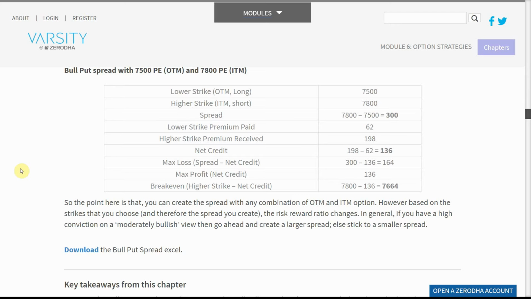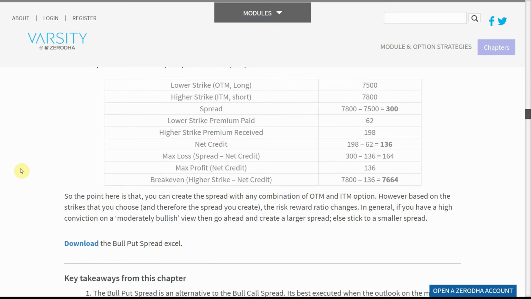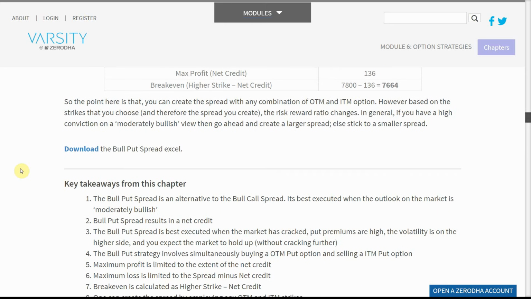However, based on the strikes that you choose, and therefore the spread you create, the risk-reward ratio changes. In general, if you have a high conviction on a moderately bullish view, then go ahead and create a larger spread. Else stick to a smaller spread.